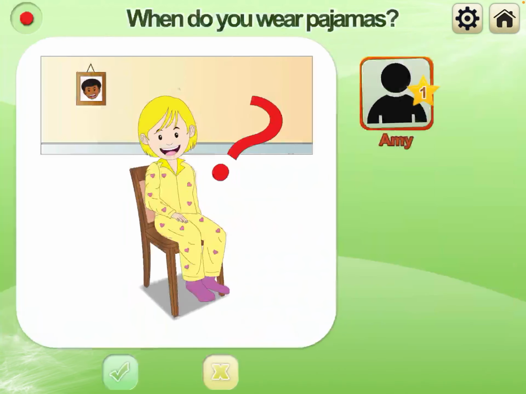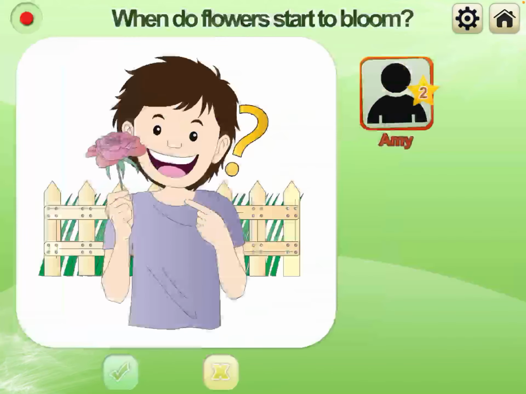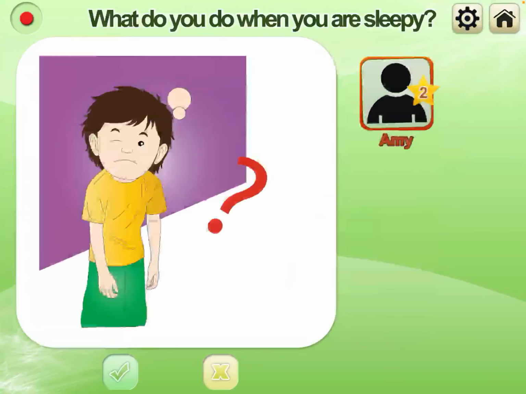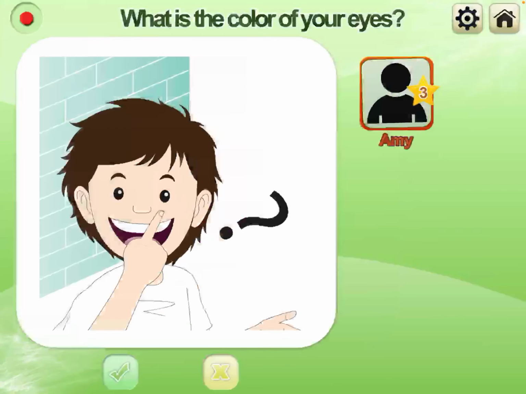When do you wear pajamas? If I don't record and the student is just speaking, you can still do that too. At bedtime. And then the assistant would click the check mark. When do flowers start to bloom? In the winter. And you can mark no. When do you take a bath? During school. No. What do you do when you are sleepy? I go to sleep. What is the color of your eyes? So you don't have to record to get this to tally the results.